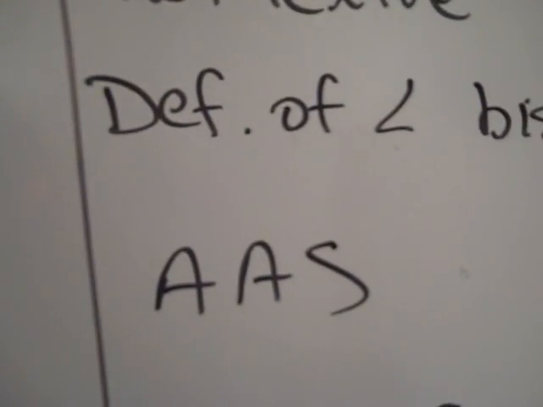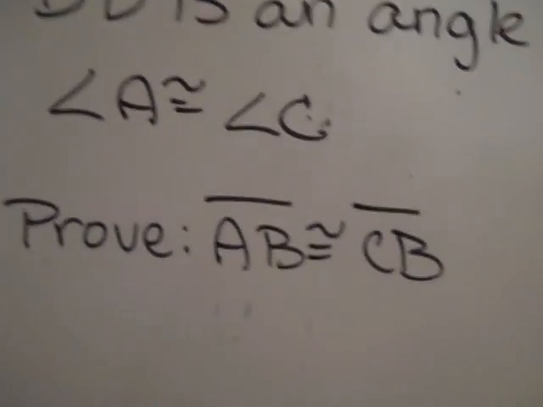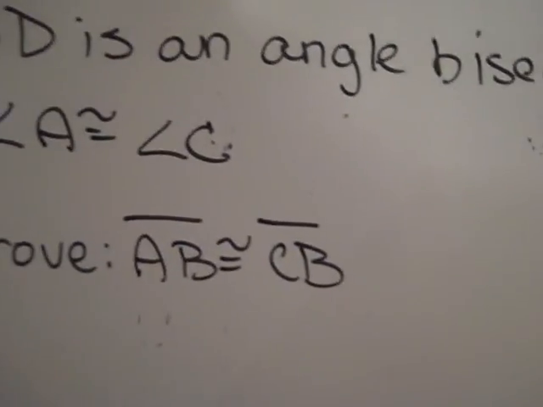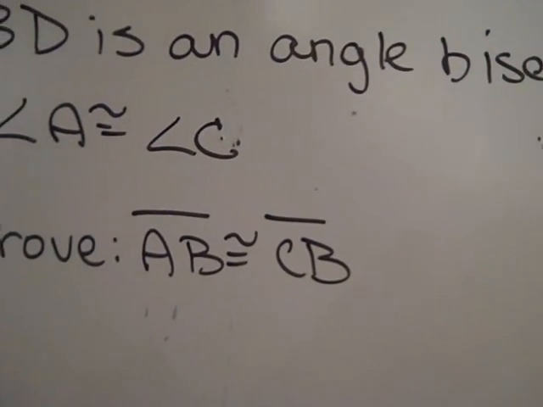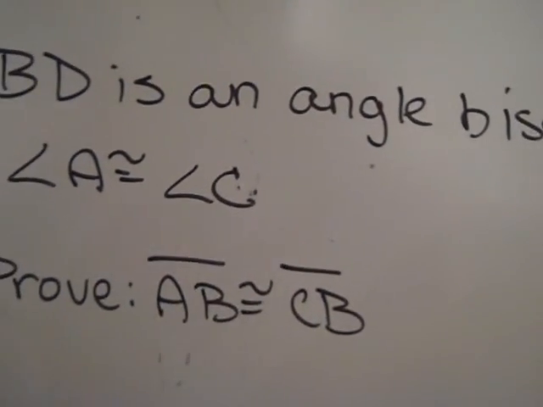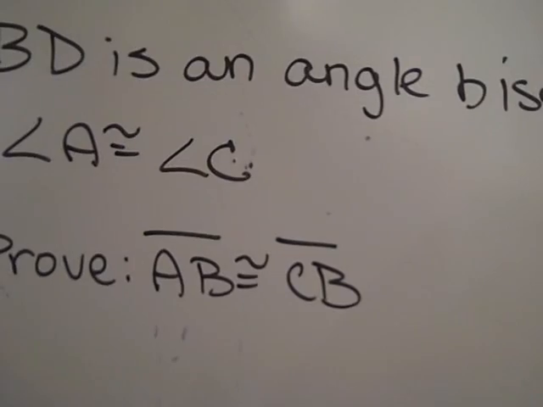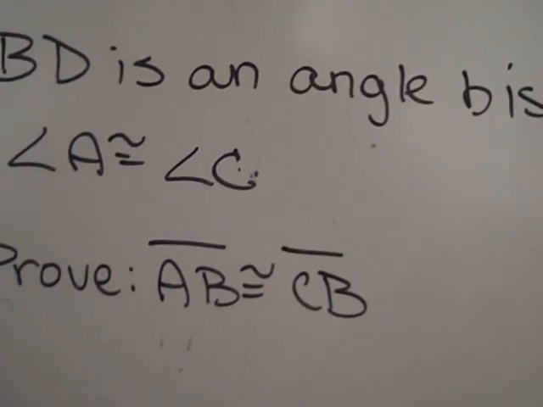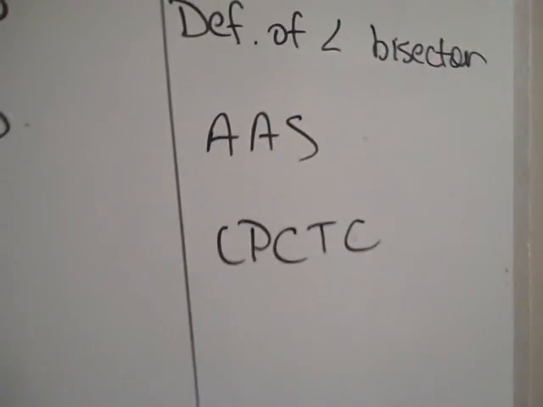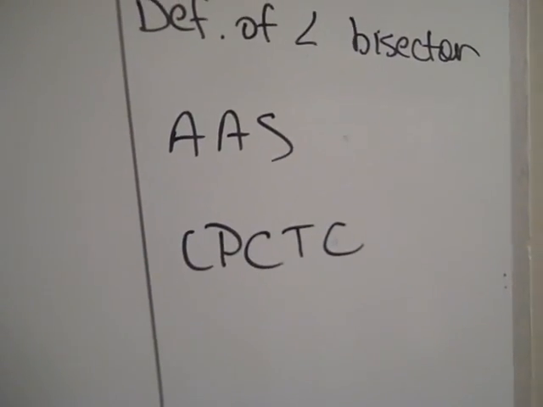And as we discussed in a previous proof, we automatically know what the last line of our proof has to be. And in this case, the last line of our proof is that line segment AB is congruent to line segment CB. Not only do we automatically know the last line of the proof, we also know the last reason. And our last reason is always CPCTC.